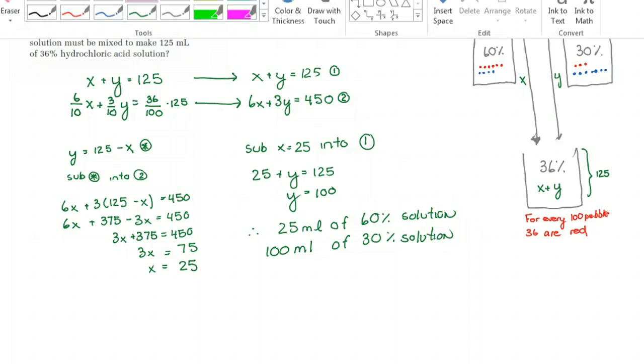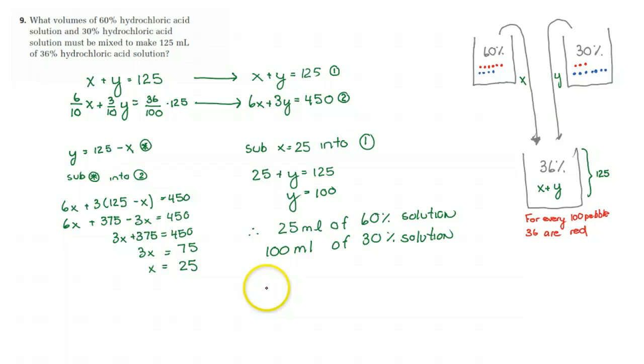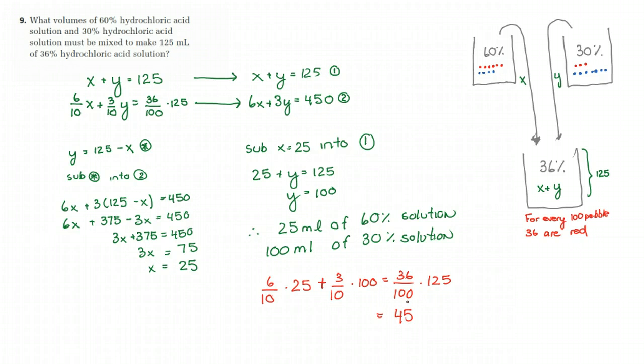It probably wouldn't hurt here at the end to do a quick check. So 6 over 10 times 25 plus 3 over 10 times 100 is equal to 36 over 100 times 125, and that's 45 on this side. If I get my calculator out, 6 divided by 10 times 25 plus 0.3 times 100, and look at that, it works.